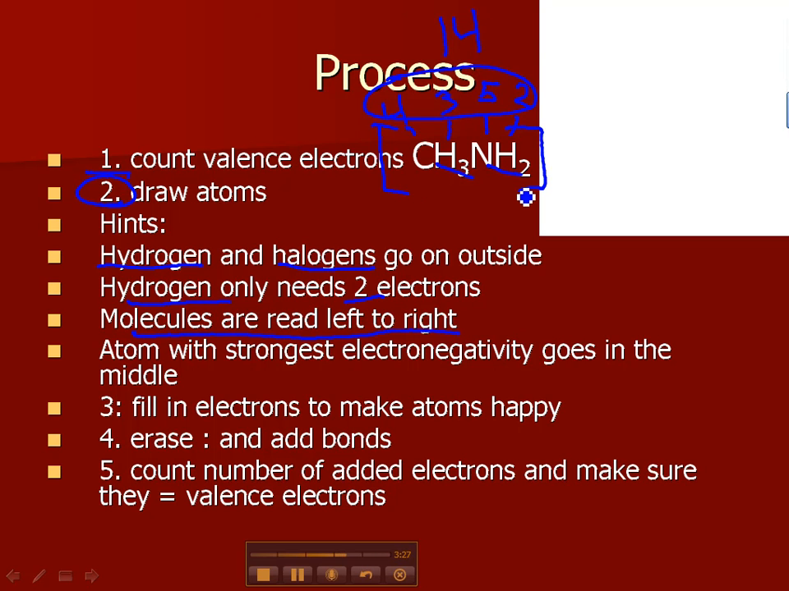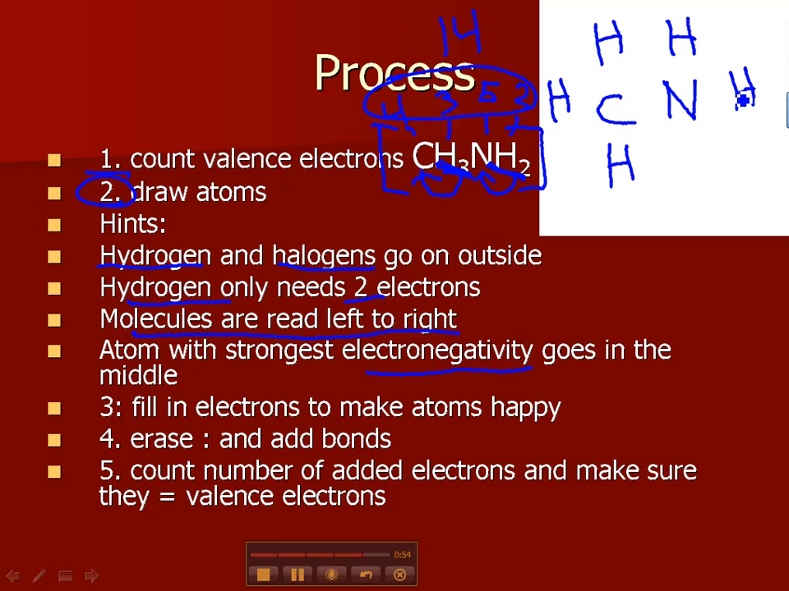The atom with the strongest electronegativity goes in the middle, and one thing I'd also like to say is that carbon is almost always in the middle. If you've got carbon, it's pretty much going to be in the middle. So let's go ahead and list them down. I'm going to start with the carbon, and these three hydrogens are going to be around that carbon. I'll put a hydrogen out here, a hydrogen on top, and a hydrogen below. So we have those three hydrogens there. Next I'm going to put in a nitrogen, and then I'm going to have these two hydrogens touching that nitrogen. I'll put a hydrogen here, and we'll stick another one right there.